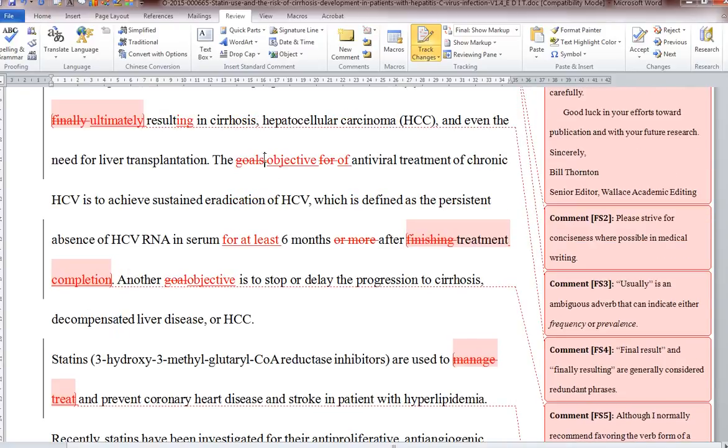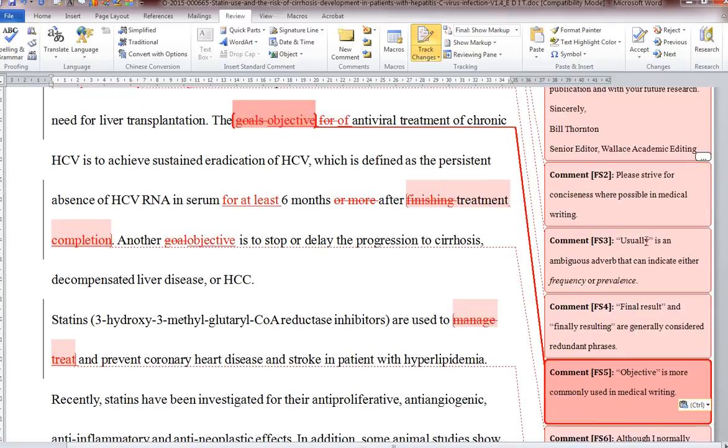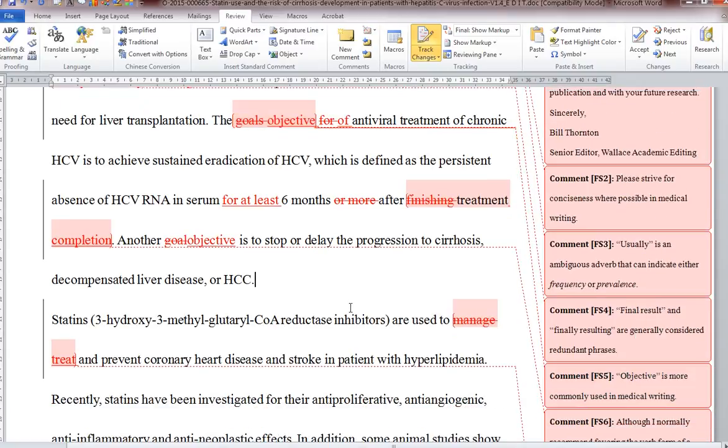All right, and I think while I'm at it, the author deserves a comment about changing objective.